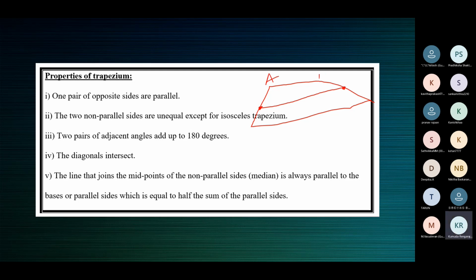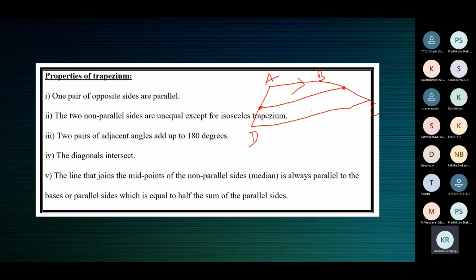So we'll say ABCD is a trapezium with AB parallel to CD. E and F are the midpoints of the non-parallel sides AD and BC respectively. So what do we call EF?